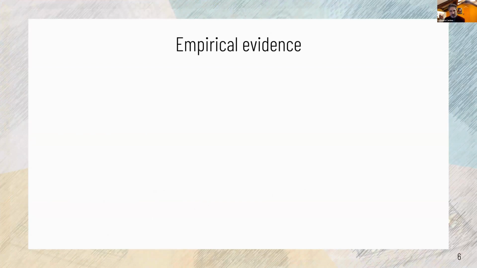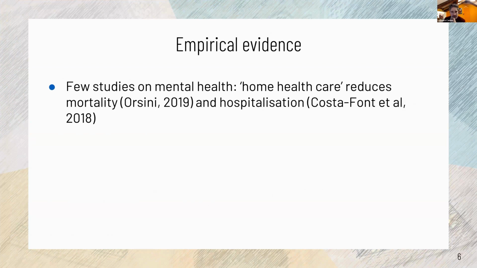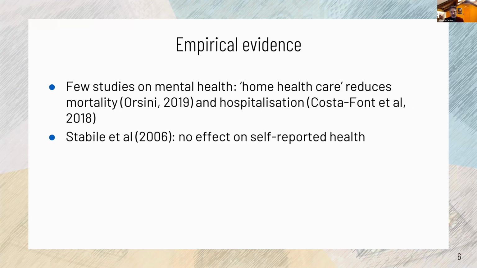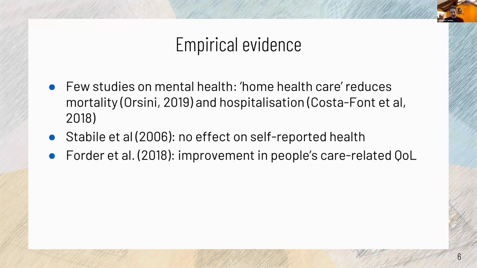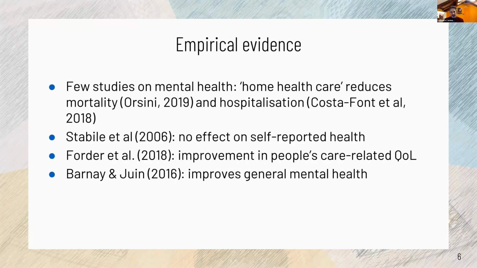Now, what's the empirical evidence on the link between use of care, recipient of care, and psychological well-being? There are a few studies on this topic. There are studies on mortality and hospitalization, but fewer studies on mental health. The studies that have attempted to study the link have mixed results. And I list here relevant studies on this, and probably I'm missing some new studies, even though I'm trying to update myself, of course, on the literature.